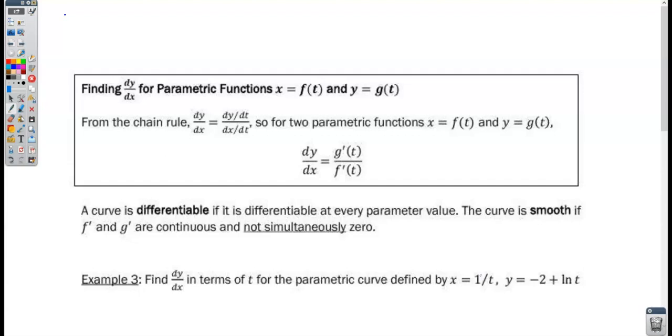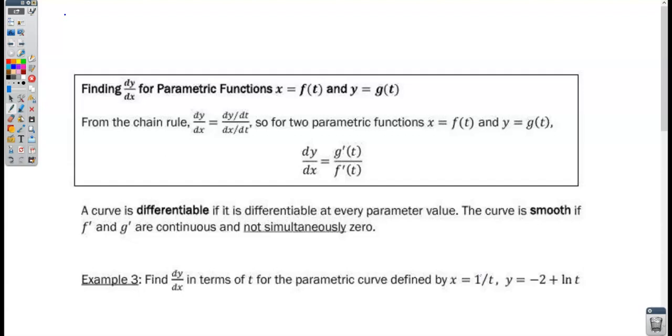Alright, so since we have parametric functions, x is a function of t and y is a function of t, the derivative that we're concerned with when we're talking about parametric equations is dy dx, because the graphs of these parametric functions look pretty much like a rectangular curve, and the derivative at any point in time is going to be the change in y with respect to x. So that's the derivative that we want to find.